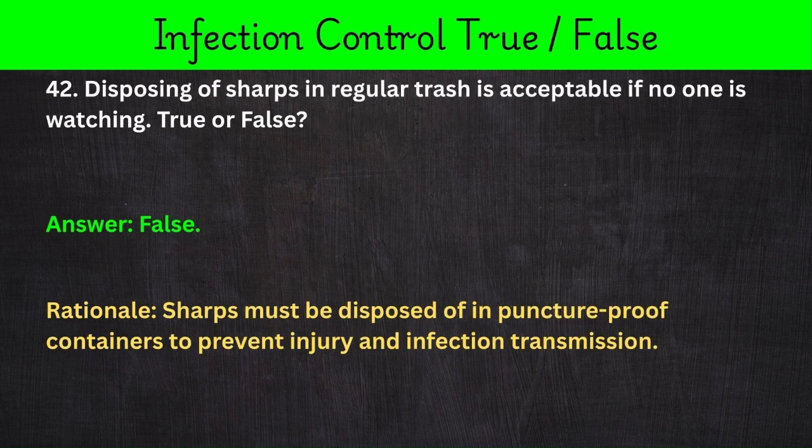42. Disposing of sharps in regular trash is acceptable if no one is watching. True or false? Answer: false. Rationale: sharps must be disposed of in puncture-proof containers to prevent injury and infection transmission.